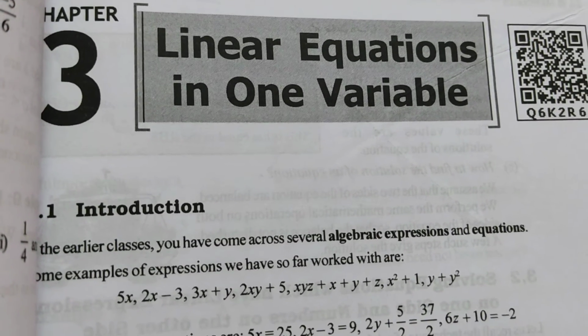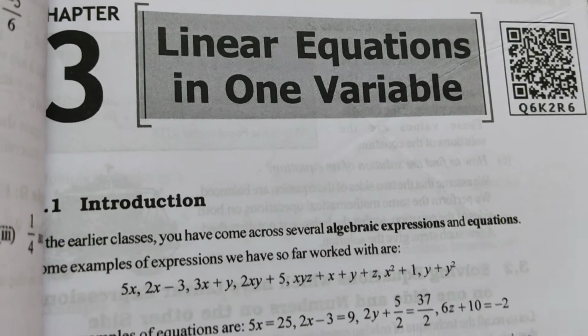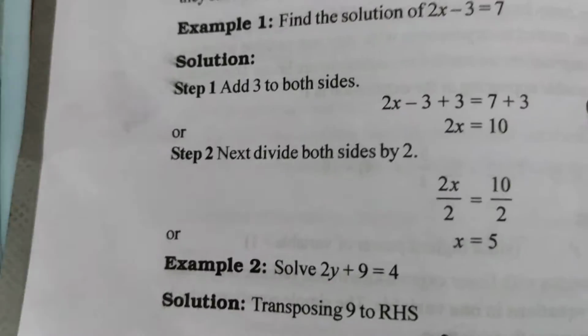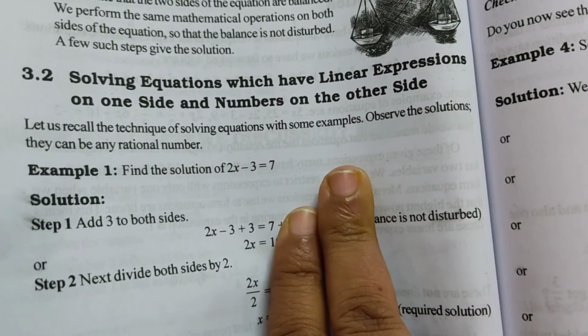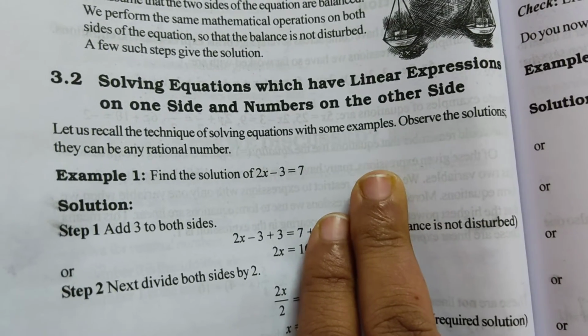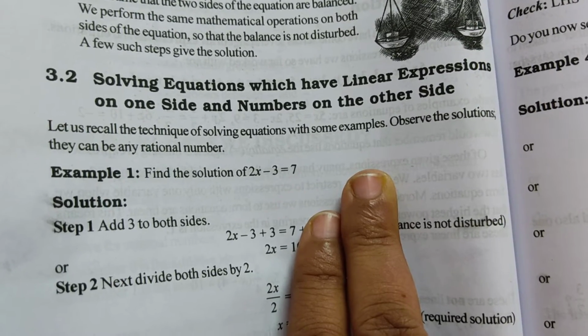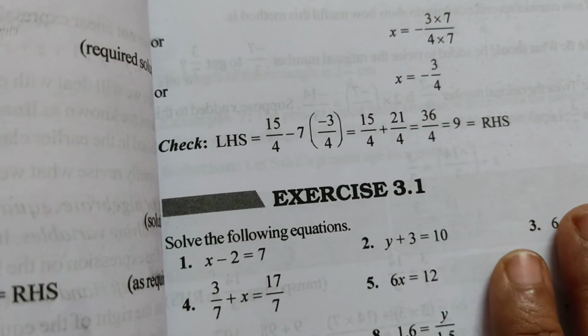Hello everyone. Today we are going to learn from the chapter linear equations in one variable how to solve equations which have linear expressions on one side and numbers on the other side. There are many ways in order to solve equations which have linear expressions on one side and numbers on the other side. Now let us work out exercise 3.1 and solve a few problems.